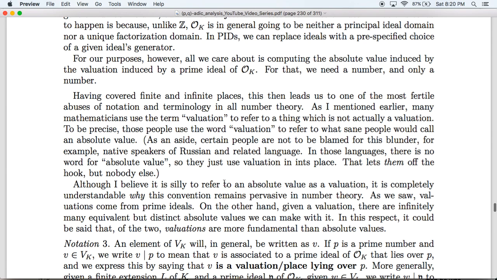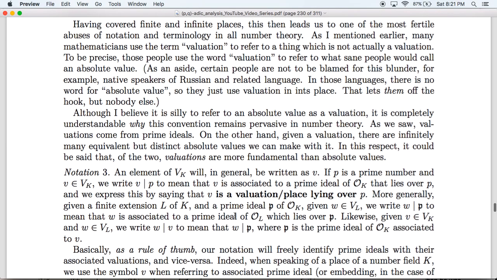So, although I believe that it is silly to refer to an absolute value as a valuation, it is completely understandable why this convention is so pervasive in number theory. As we saw, valuations come from prime ideals. On the other hand, given a valuation, there are infinitely many, but distinct, absolute values we can make with it. In this respect, it could be said that of the two, valuations are more fundamental than absolute values.